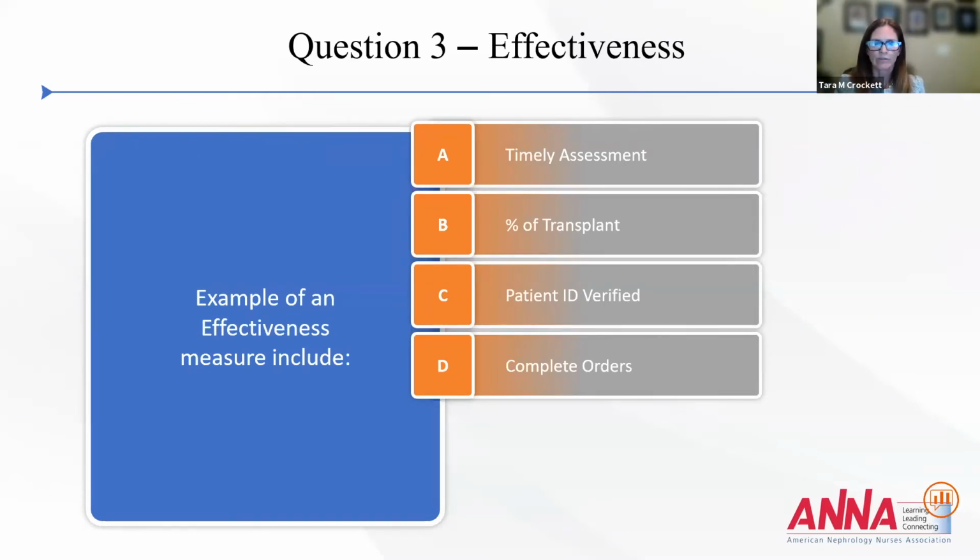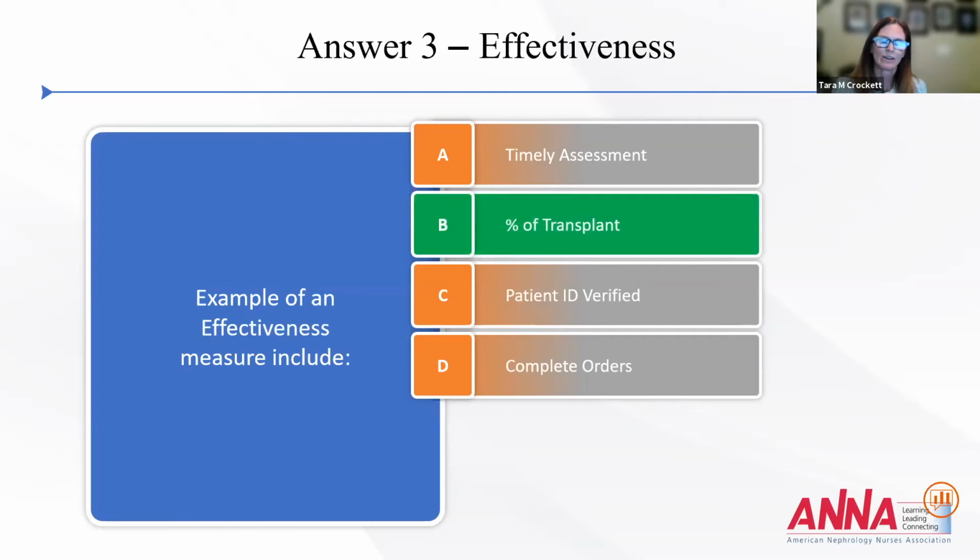All right, so we have 48% says complete orders, 6% says percent of transplant, 13 says patient ID verified, and we have 32% saying timely assessment. So let's look at the actual answer. So measuring percentage of patients on a transplant list is an example of an effectiveness measure. Since we know that transplant is the best way to improve a patient's overall health outcome. So similar to that is offering PD first instead of going straight to placing a line and performing hemodialysis.